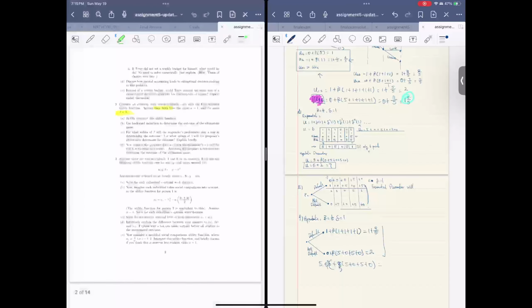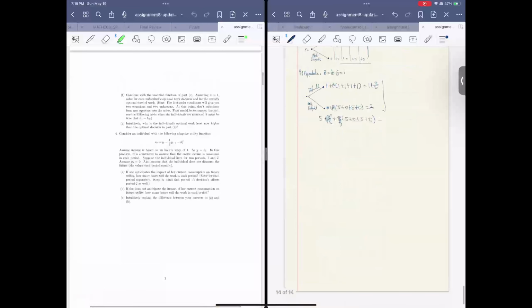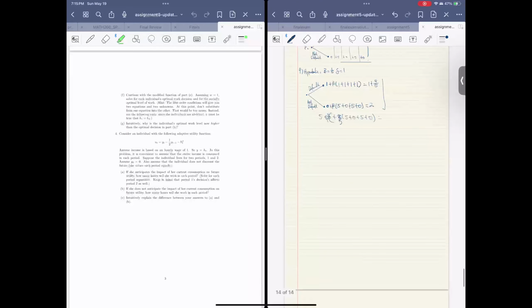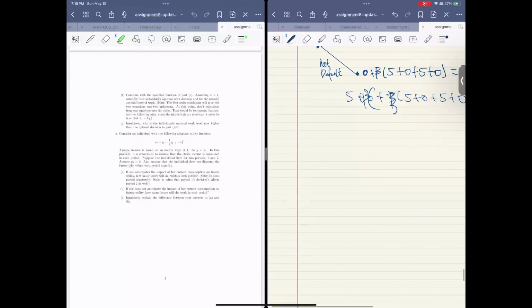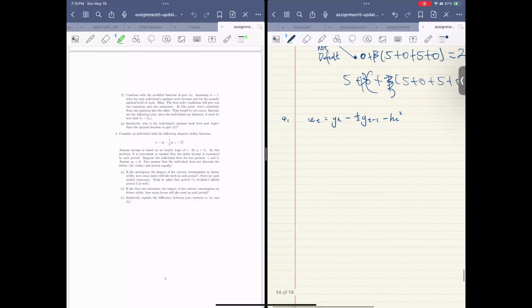I kind of want to briefly talk about number 4. I saw a lot of people did question 4 wrong. So assignment 5, question 4. You have a utility of this individual, right? So you have yt minus half yt minus 1 minus h_t squared. And we know that y equals hours, and we have y0 equals 0.